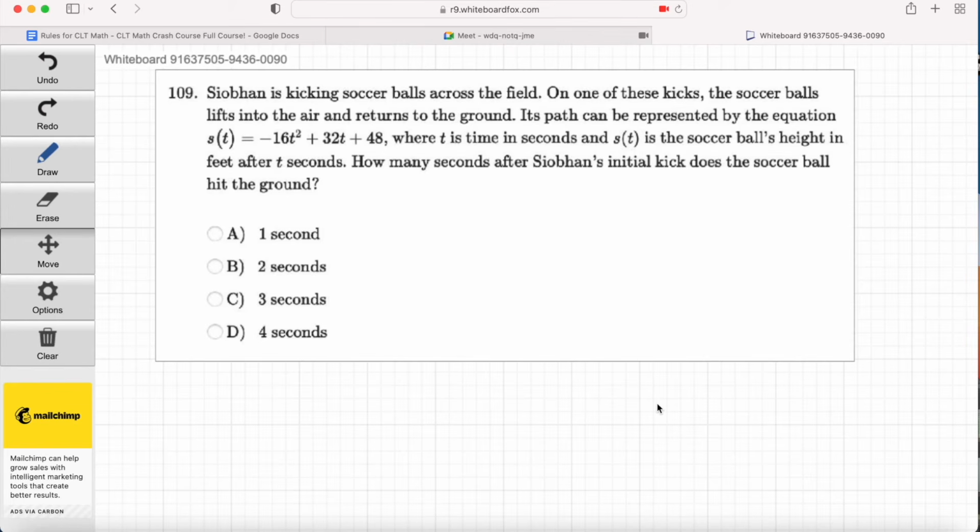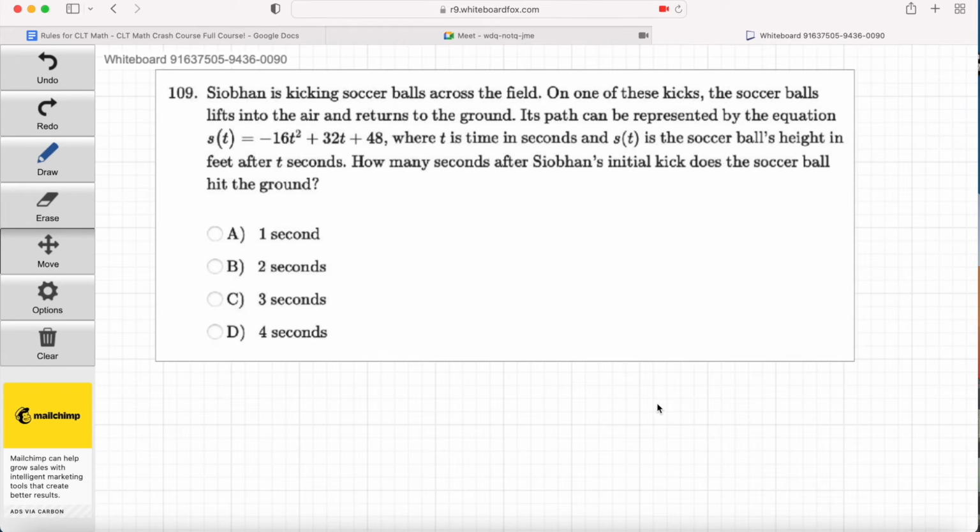So we've got to find the number of seconds that we're going to plug into the function that are going to give us a height of 0. That's what we've got to do. Does that make sense?